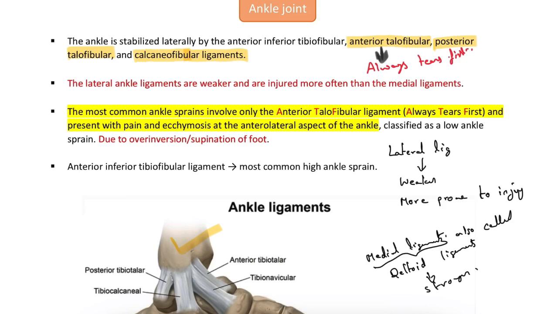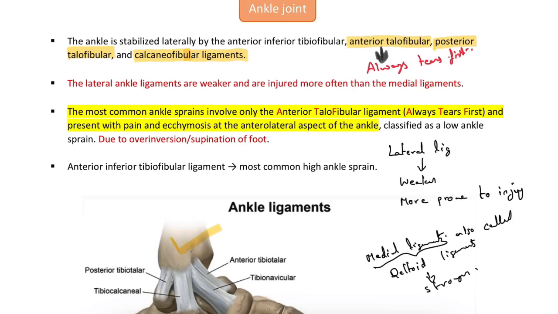What's the main function of these ligaments? They prevent excessive inversion and rotation of the foot. These are weaker compared to medial ligaments, making lateral ankle sprain the most common type of ankle sprain.